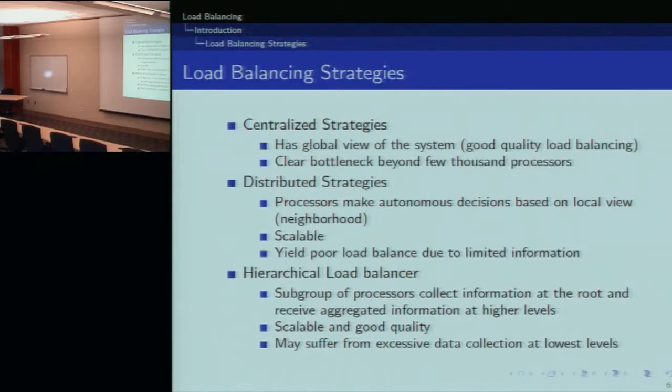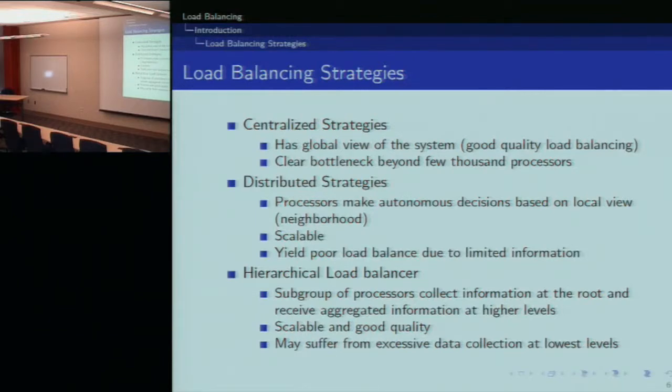As we know, load balancing has been studied extensively in the literature, and many strategies have been proposed. I mention a few of them here. Many applications use a centralized strategy, which collects the load information and carries out the decision at a central location. The advantage is that it has a global view of the system, so it can make a better load balancing decision. But as we know, it presents a clear bottleneck beyond a few thousand processors.